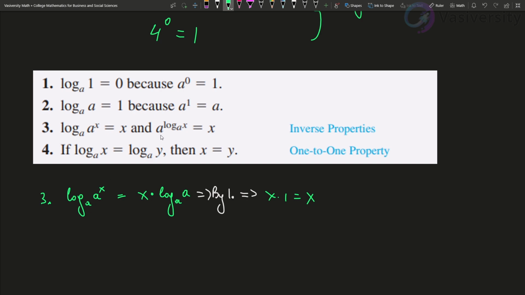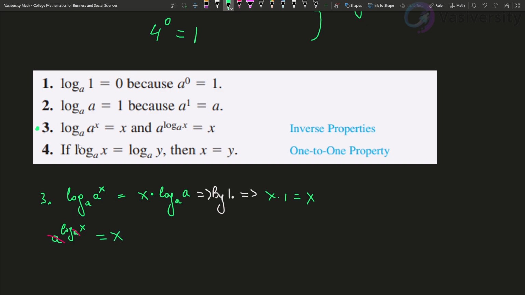And then similarly here, we have a to the power of logarithm base a of x, that's just going to be x. So if we have a logarithm base a of a to the x, the a and a will cancel out, and essentially all we're left with is just x. So this property is very important.